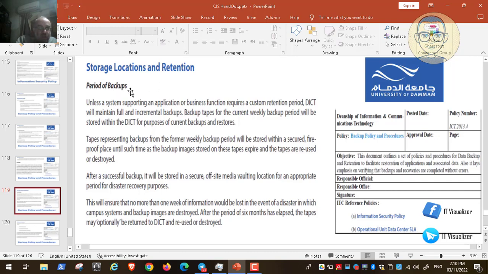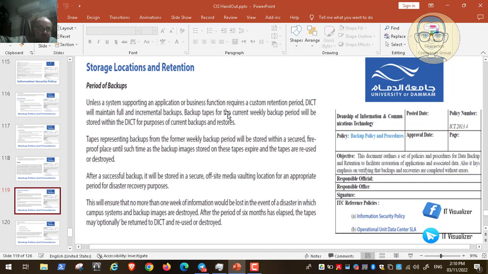Okay, let's see here. Periods of backup. Unless a system supporting an application or business functions requires a custom retention period. So they say if the application requires a custom retention period, then this is accepted, or if not, then they have some standards for the retention period. We will obtain full incremental backups. Backup dates for the current weekly backup period will be stored within the DICT for purpose of current backups and restore.